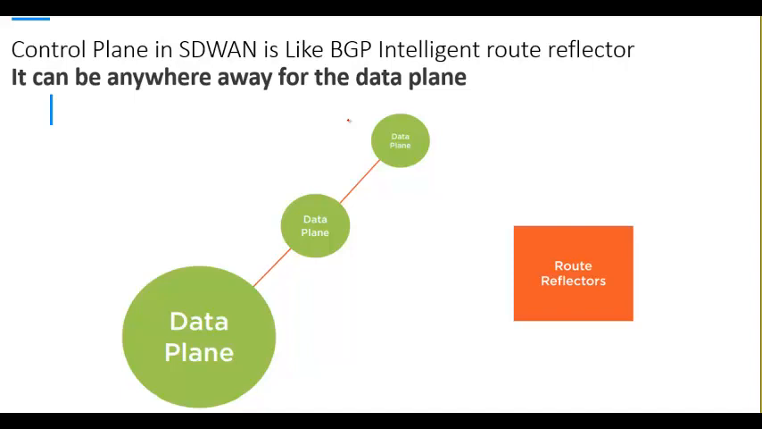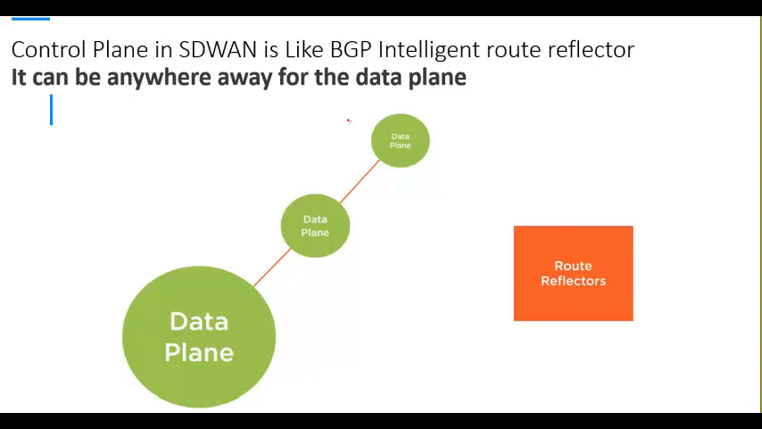Sometimes this route reflector router will not be a router in the path between these two PEs. The job of this route reflector is to provide route information, period. It won't be a part of data plane. Likewise, the control plane in SD-WAN is also like a route reflector. It provides the data plane information to all the edge devices.